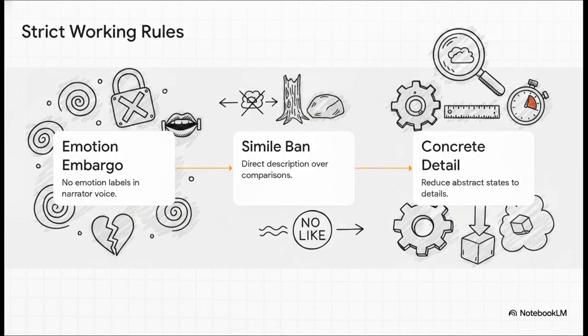Now, sitting right on top of those physical channels are some really strict working rules. Step 1 is the emotion embargo. Literally, 0 emotion labels are allowed in the narrator's voice. None. Step 2 is the simile ban. This forces direct description rather than using lazy shortcuts like or as. And step 3 is the materialized metaphor, which means you have to reduce an abstract state down to a single, concrete, measurable detail.